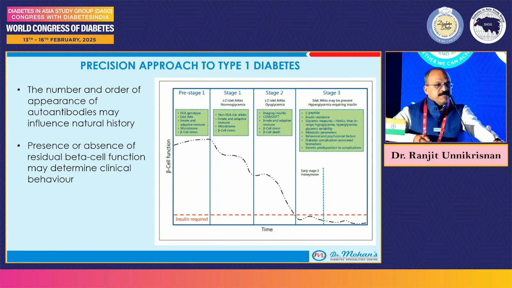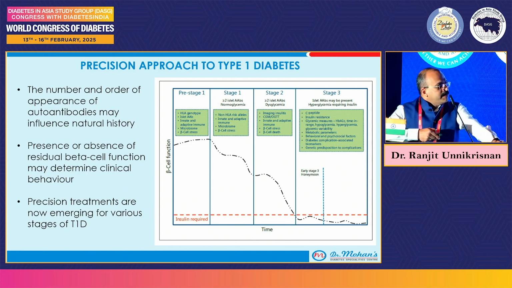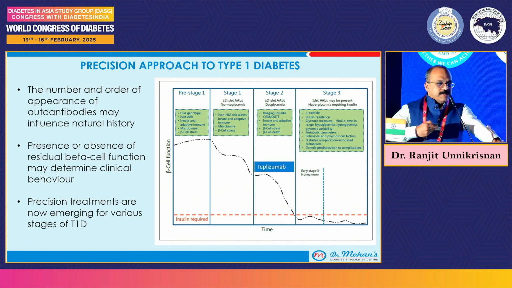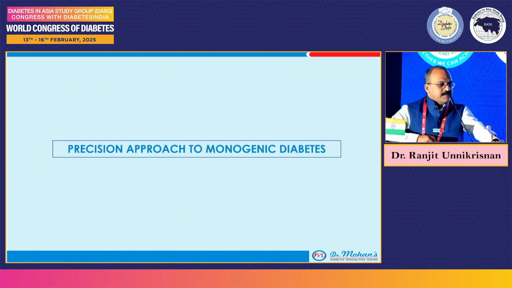And this is the staging of type 1 diabetes as per the ADA guidelines. And now we know that there are treatments available which can be applied at each of these stages of diabetes. Teplizumab, the monoclonal antibody, has already been approved for prevention of type 1 diabetes in those with preclinical type 1 diabetes, and other treatments such as baricitinib and verapamil are also in the pipeline but not yet approved by the US FDA. So based on the subtype of type 1 diabetes, you may in future be able to design targeted or precision therapies for this form of diabetes.